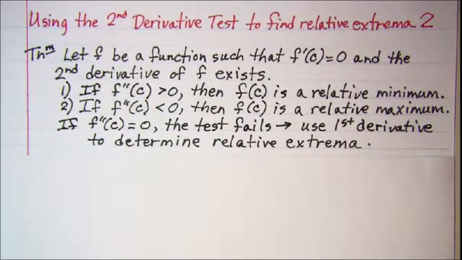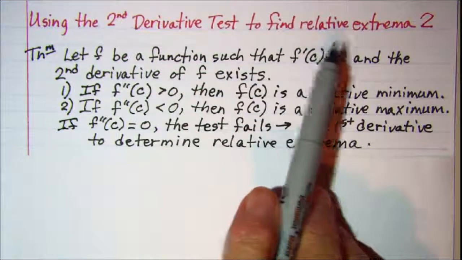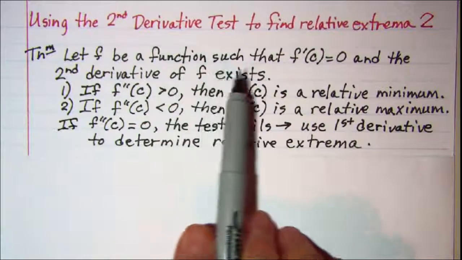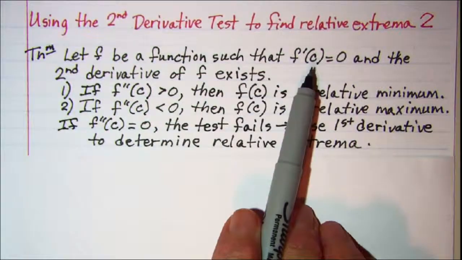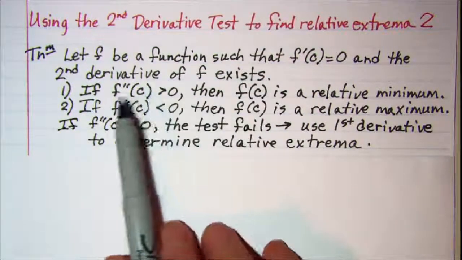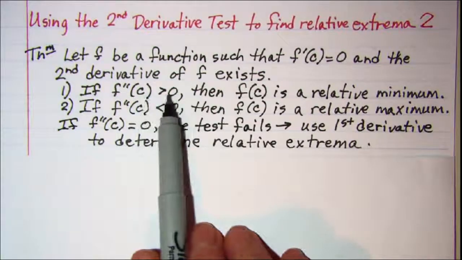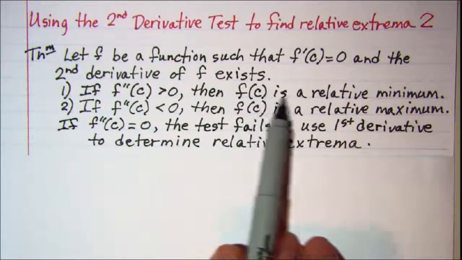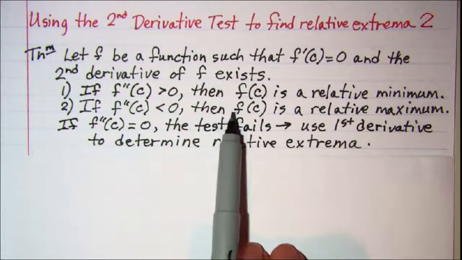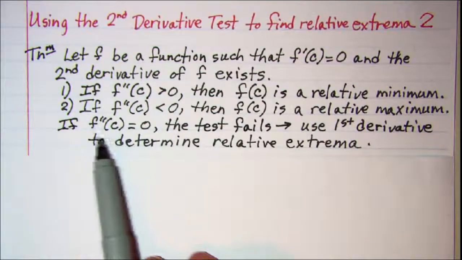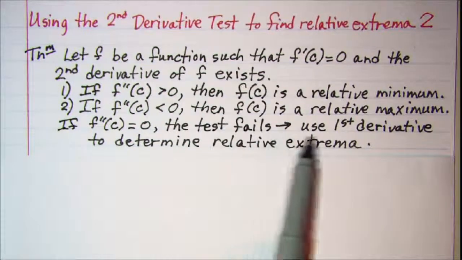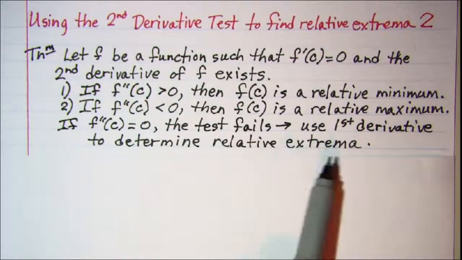In this video, we'll be using the second derivative test to find relative extrema. The theorem that we'll be using is: let f be a function such that the first derivative at c is equal to 0 and the second derivative of f exists. If f double prime at c is positive, then f of c is a relative min. If the second derivative at c is negative, then f of c is a relative max. And if the second derivative at c is equal to 0, the test fails and we have to use the first derivative to determine relative extrema.